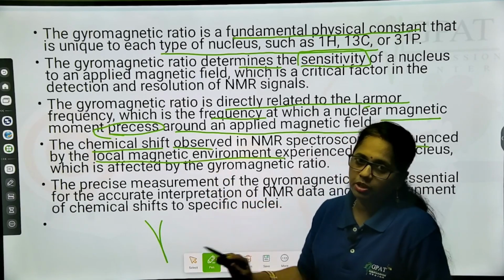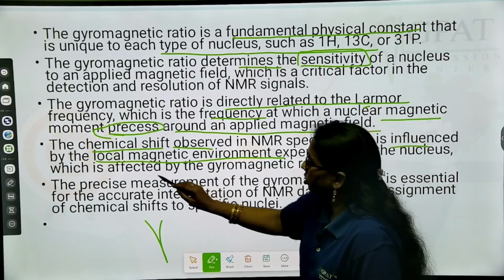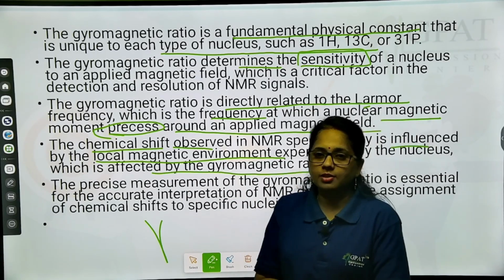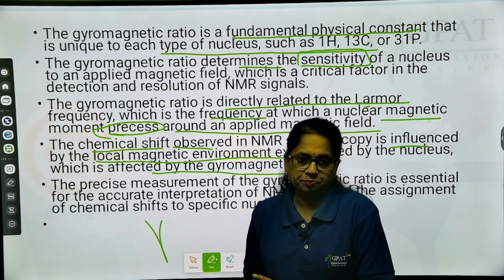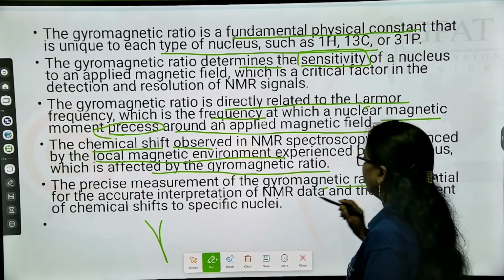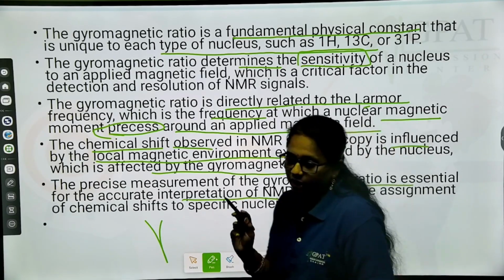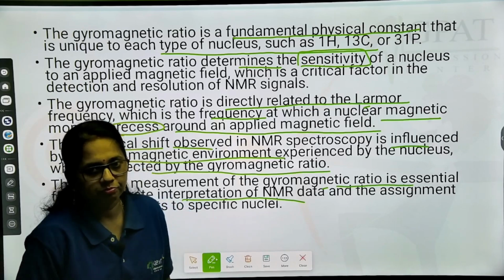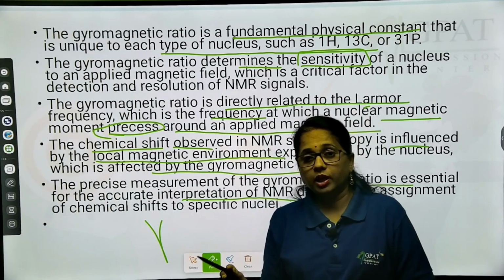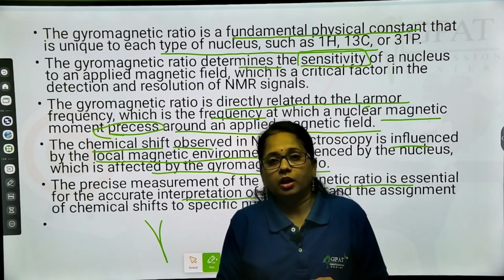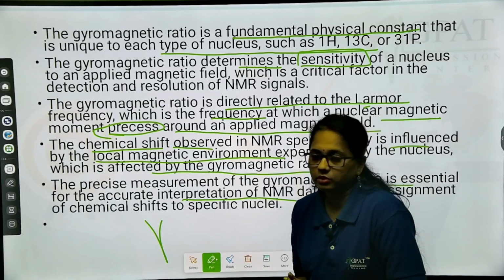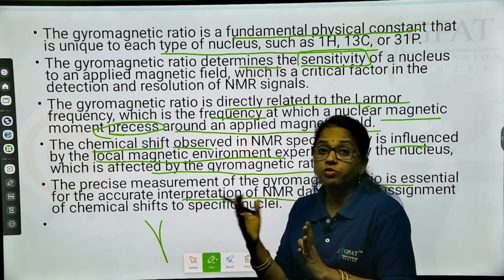Due to those chemical shift values, you are going to calculate the gyromagnetic ratio, because it is going to cause some magnetic momentum. The precise measurement of this ratio is essential for the actual interpretation of the NMR data. Because of these chemical shift values only, we will come to know which type of carbon atoms are there, or the number of hydrogens, and related to which environment it is there.